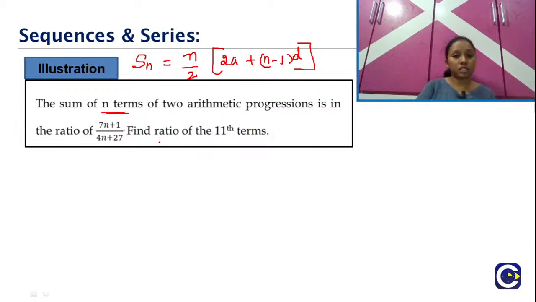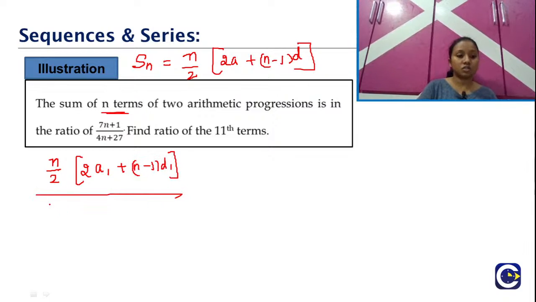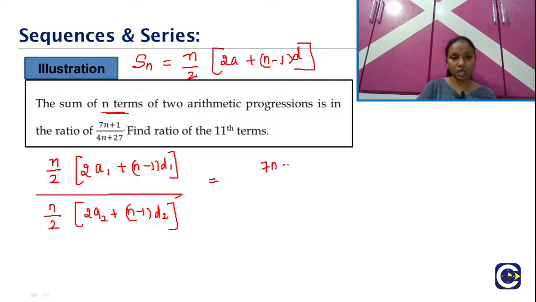So let's try and figure this out. First, let's just write the ratio here. Let me write the first arithmetic progression. As n will be the same, it will be n by 2. For the first, I am considering my first term to be a1 and my common difference to be d1. As it's a ratio, this will be my second progression: n by 2 times 2a2 plus (n minus 1)d2. So this ratio will be equal to 7n plus 1 divided by 4n plus 27.